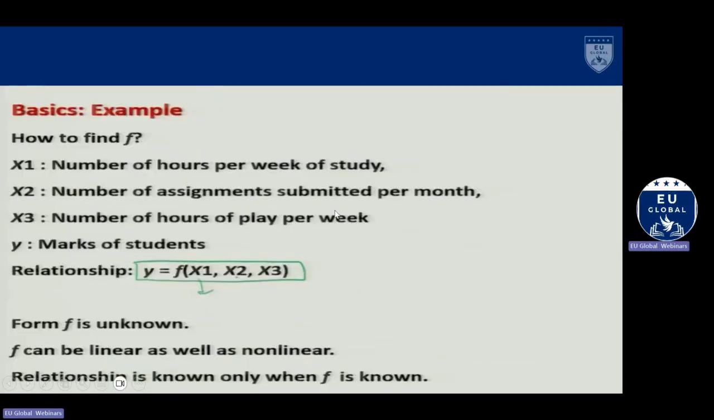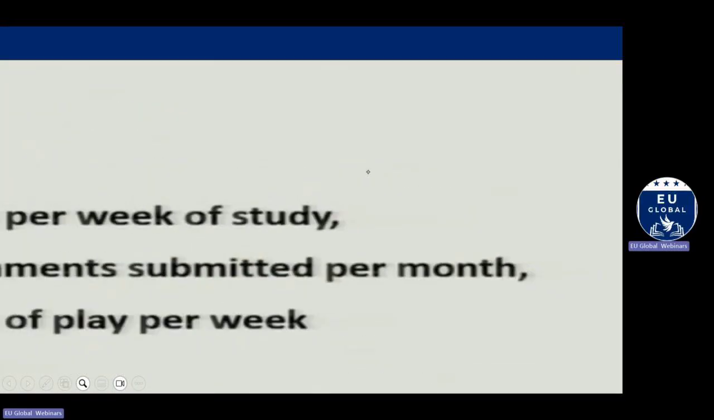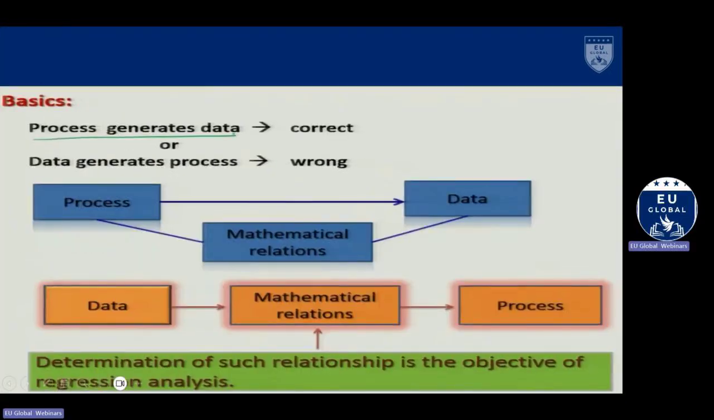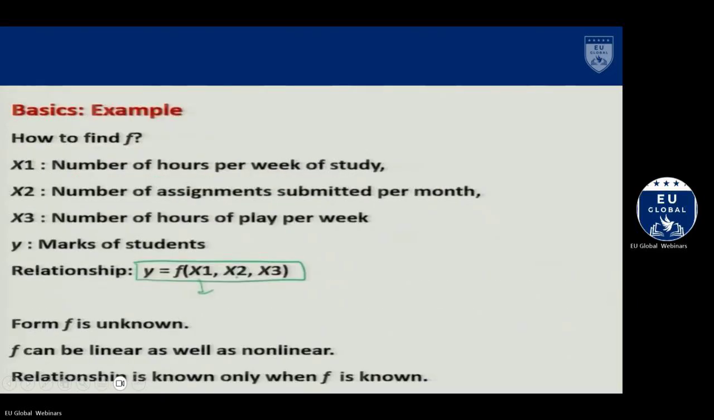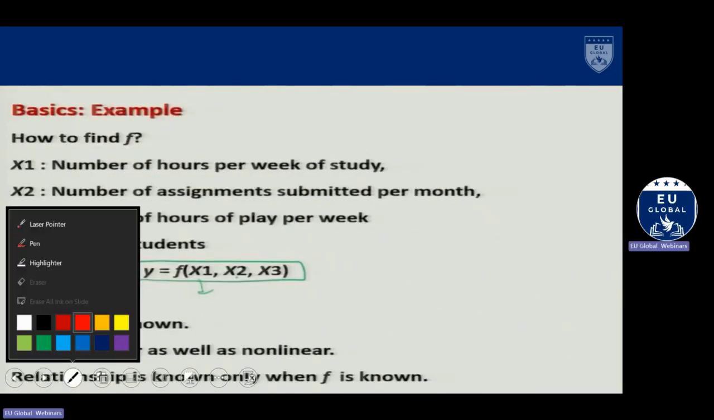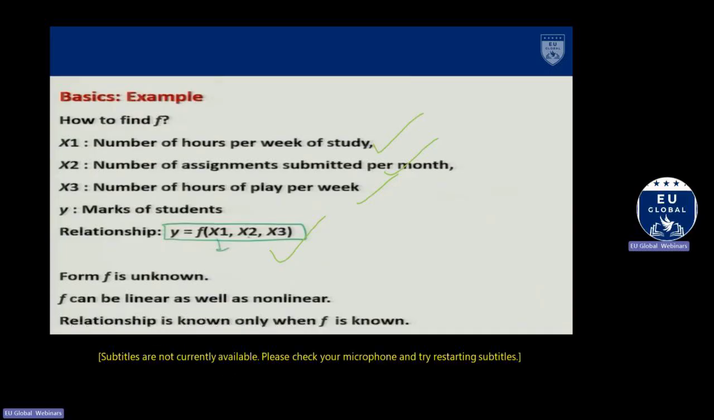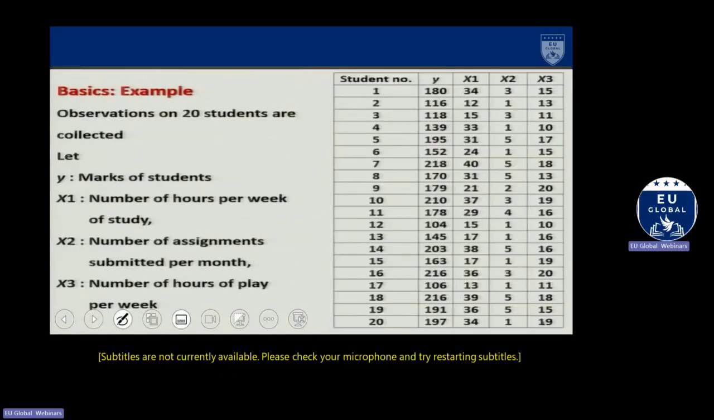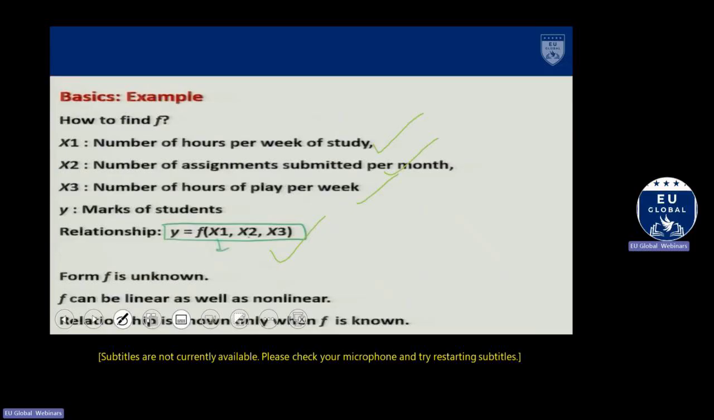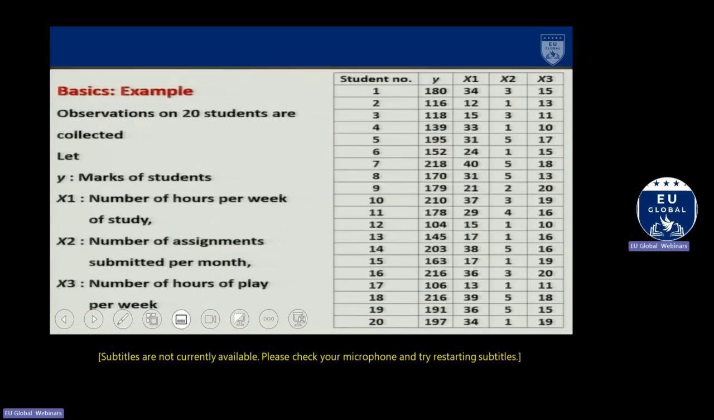X1, we know, is the number of hours of study. X2 is the number of hours of assignment submitted. X3 is this, and this is the relationship, right? So F can be linear and non-linear. That means we do not know what the form of F is. It can be linear or it can be non-linear.